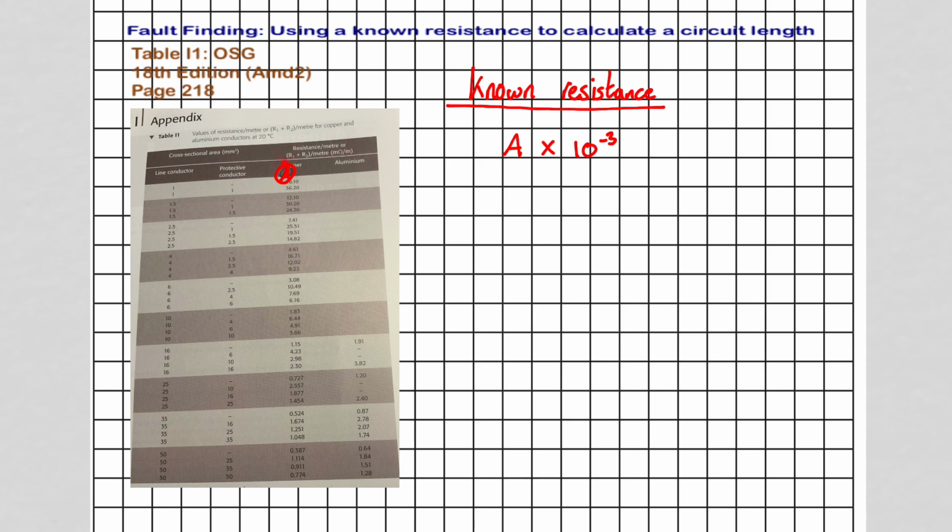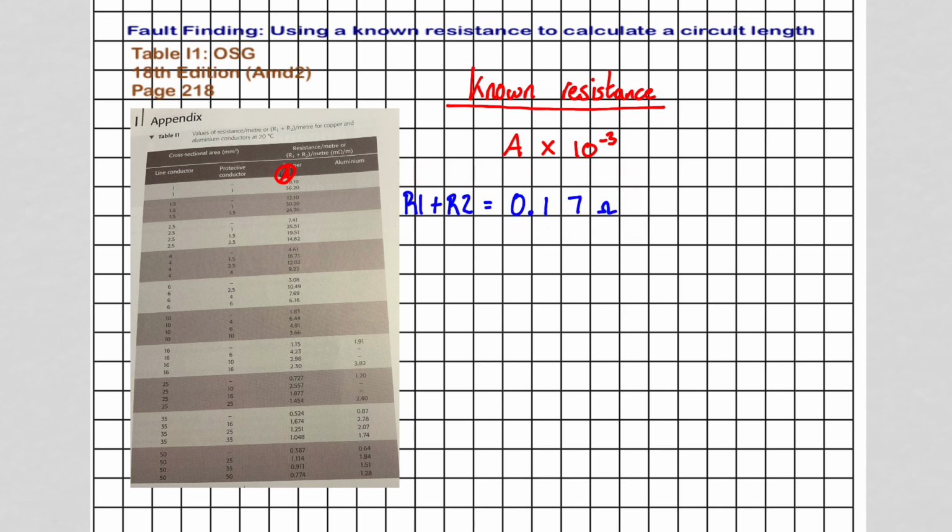As mentioned before, resistance per metre, or R1 + R2 per metre, is in milliohms per metre. This correction factor converts it into ohms, so it's multiplying by 10 to the power of negative 3. If you multiply 1 by 10 to the negative 3, you get 0.001, or 1 milliohm. So that's why we do it like this, and this simplifies the process for converting this into an actual distance.